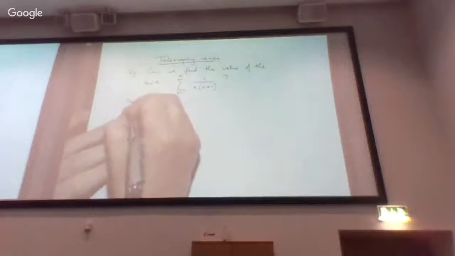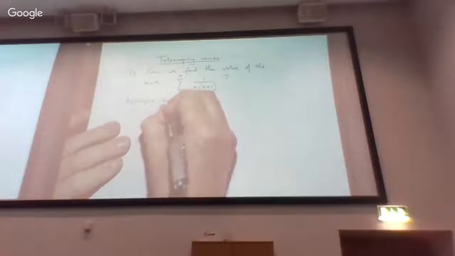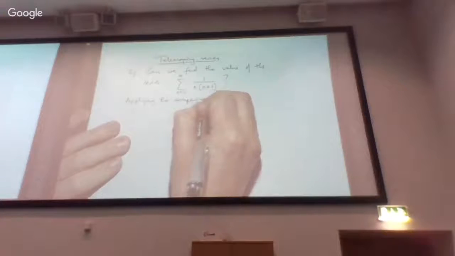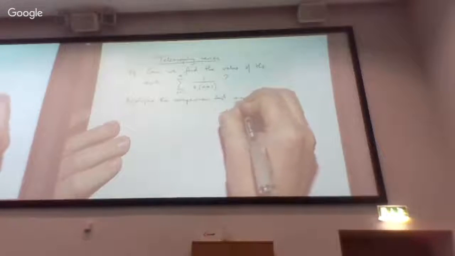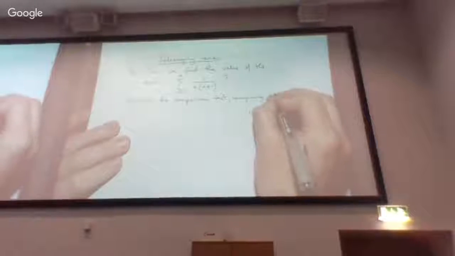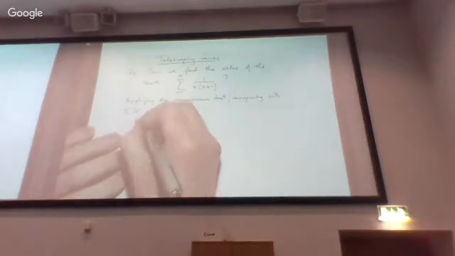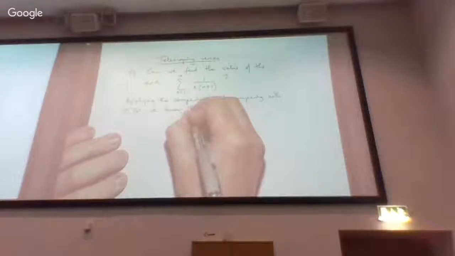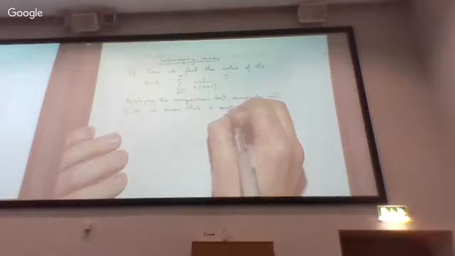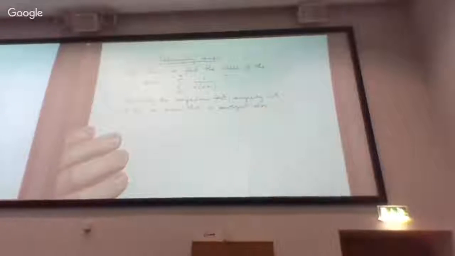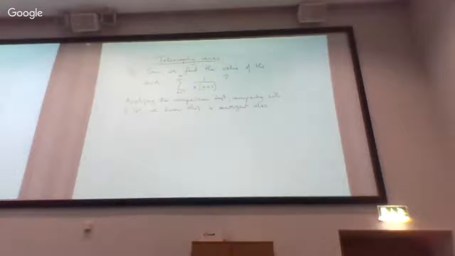So applying the comparison test, or the limit comparison test, comparing with the sum of 1 over n squared, which we know to be convergent, we know this is convergent also. This series is approximately like the sum of 1 over n squared. But can we figure out the actual value of the series? For some series like this, there is a technique that you can use.